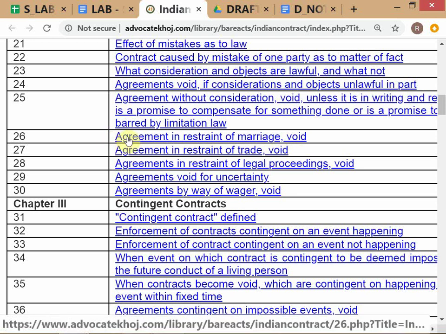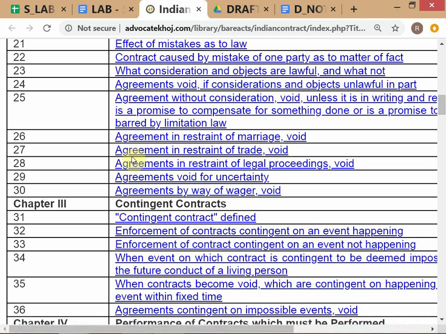Agreement in restraint of marriage. I agree to hire somebody on the condition that she will not get married during the employment. You can't have these kinds of agreements. These are all void. You can't enforce them. So if later she gets married during the employment and you want to fire her, that firing is not legitimate, because the agreement, to the extent that it specifies she can't get married, is not valid. That kind of agreement is declared void.